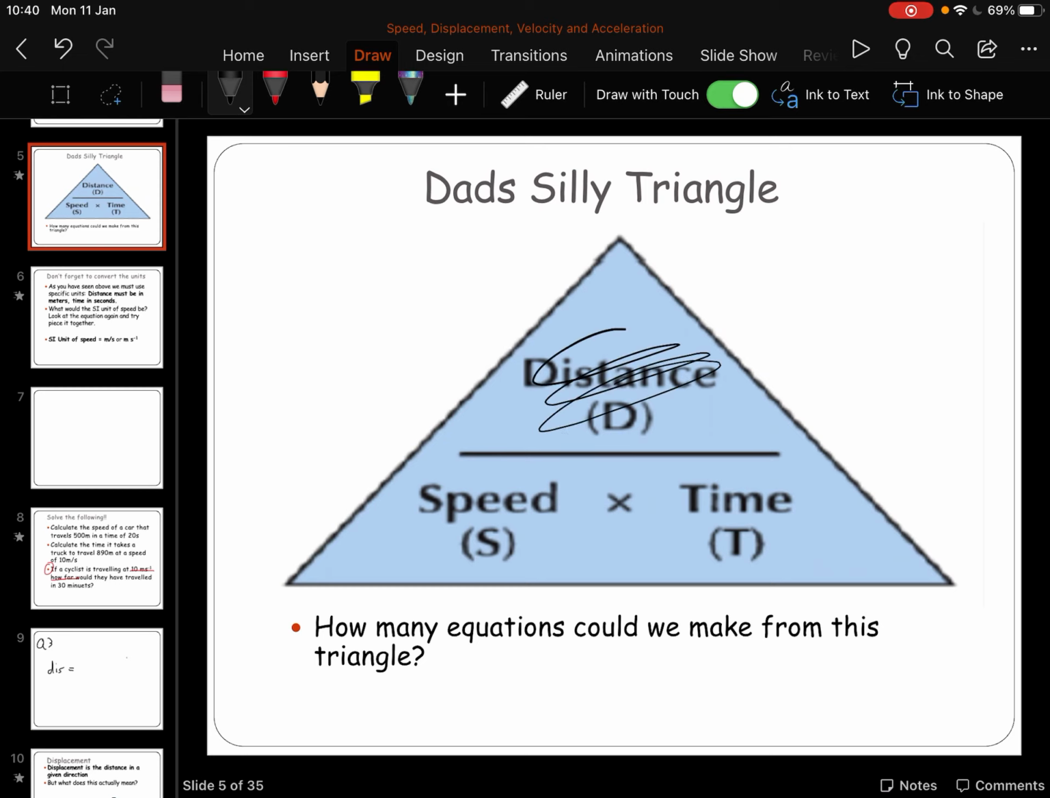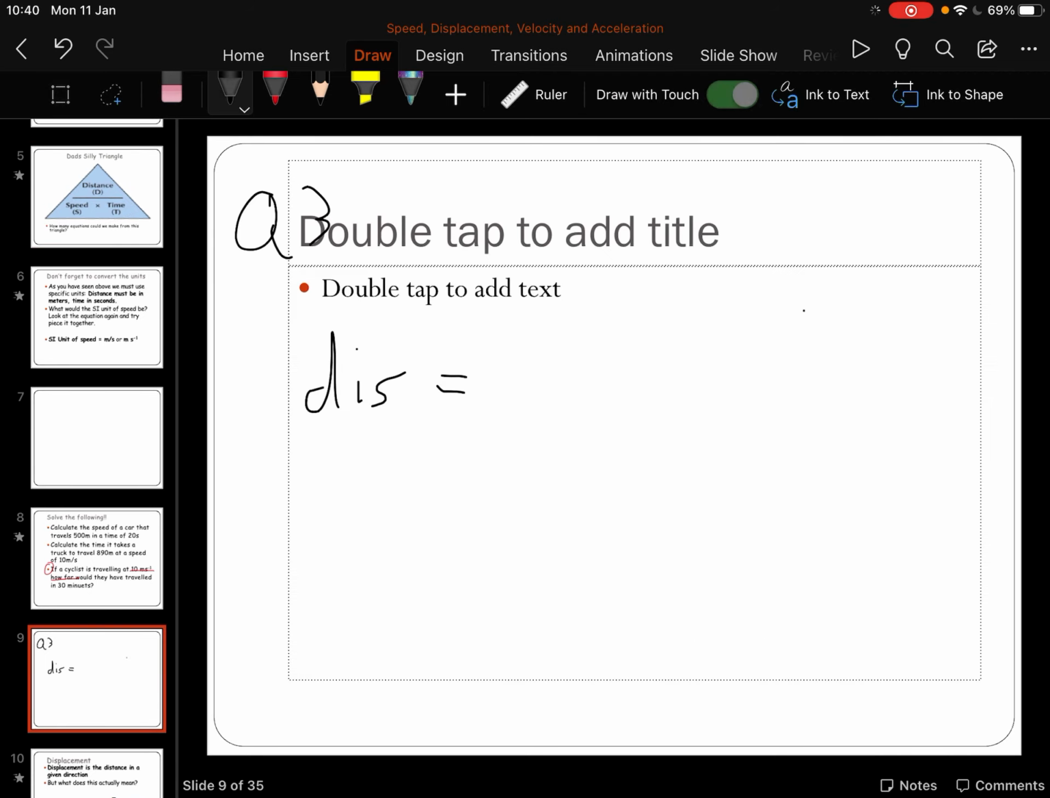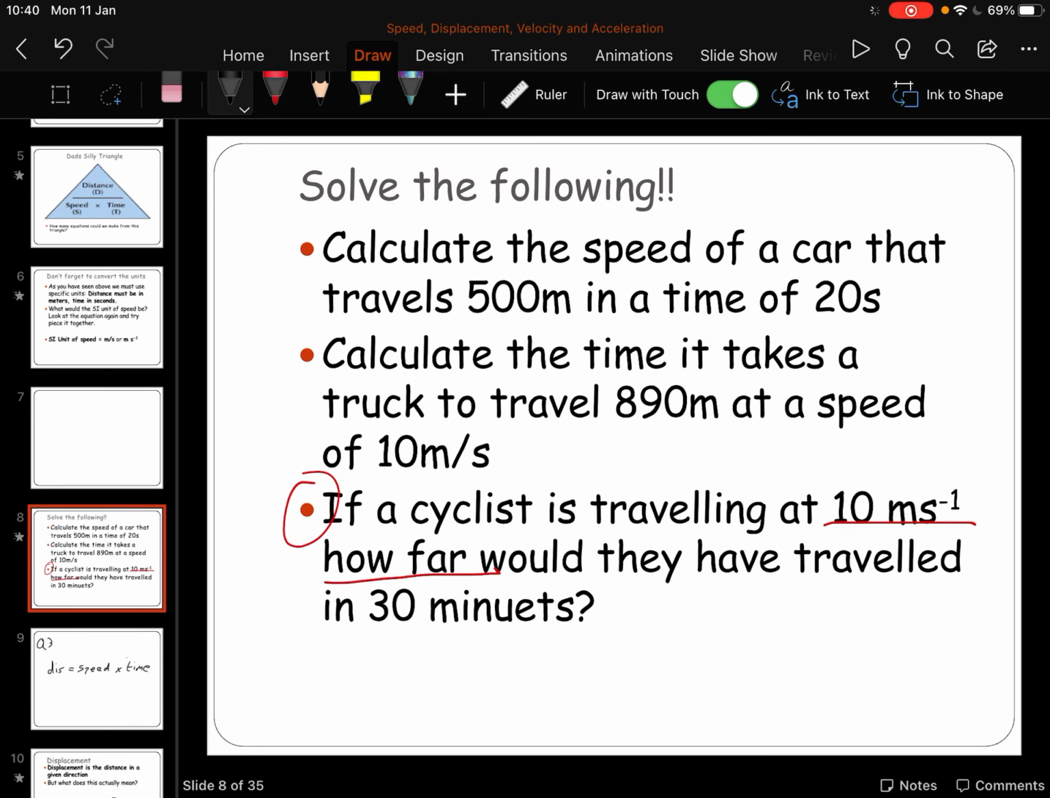So if we look at this, we have this. What's our equation? Speed multiplied by time. That's all it is. You go to your triangle and you get it from there. So it's going to be speed multiplied by time. And if we look at it here, time is 30 minutes.